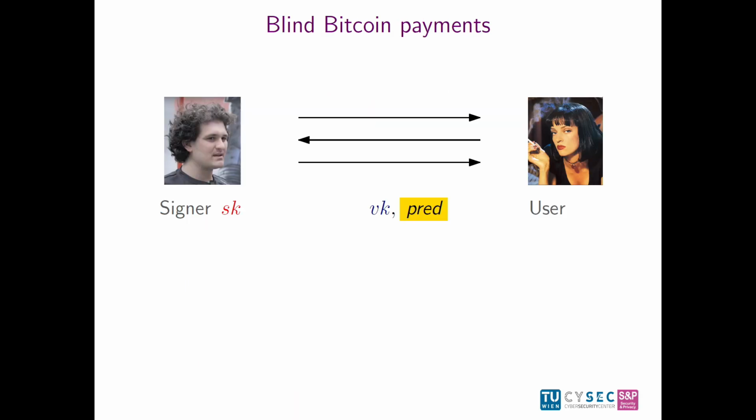So meet Sam, the signer, who runs a cryptocurrency exchange. And Yuma now has an account with the exchange, but she doesn't actually hold the keys to her bitcoins; it's all managed by Sam. So the question is, can she make an anonymous Bitcoin payment, although it's Sam that has the keys?